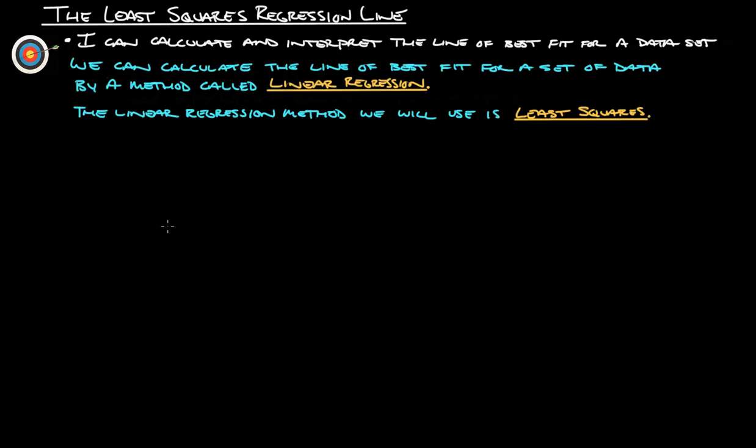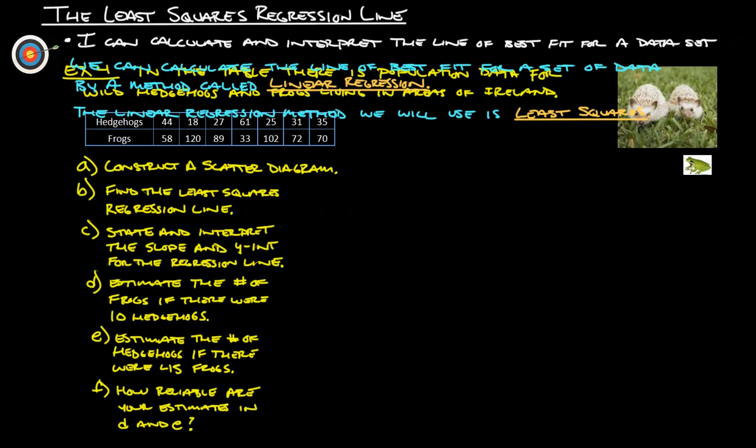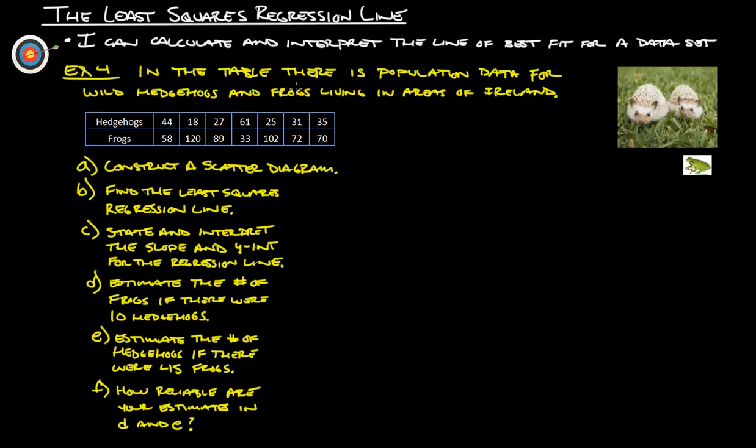Okay, so first thing, we can calculate the line of best fit for a set of data by a method called linear regression. I'm going to show you how to do that on our graphing calculator here. The linear regression method we are going to use is called the least squares. So, let's see. Example 4.